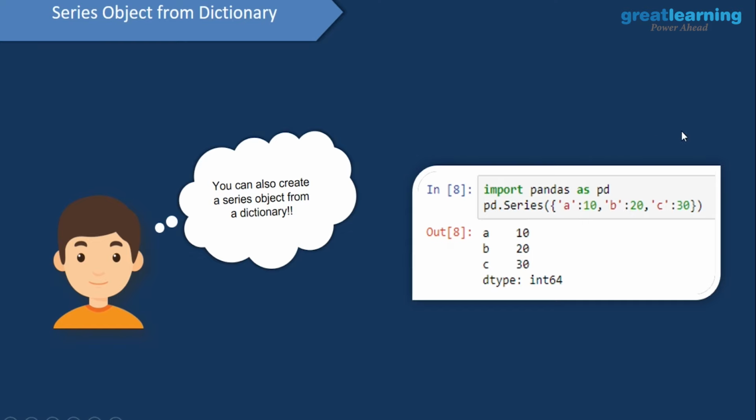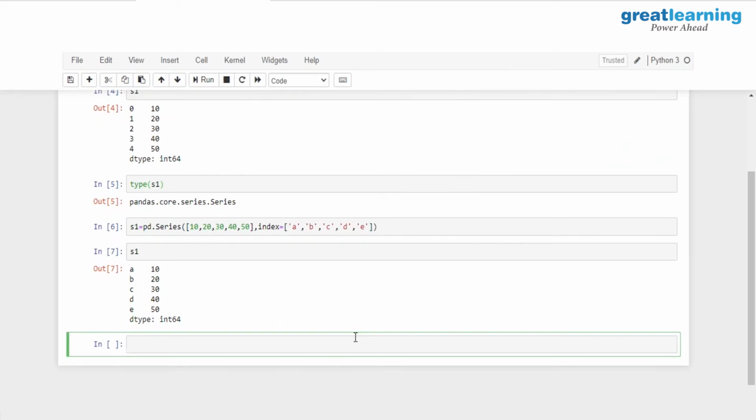A 10, B 20, C 30. So here automatically the keys are taken as the labels and these values are taken as the series values over here. Let me create a new dictionary. So I'll have D1 and inside D1, let me have 4 key value pairs. Maybe I'll have A and 10. Then I'll have B and 20. After that, I'll have C and 30. Going ahead, I'll have D and 40.